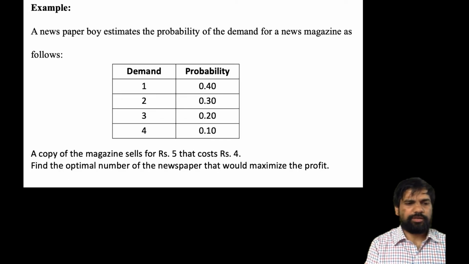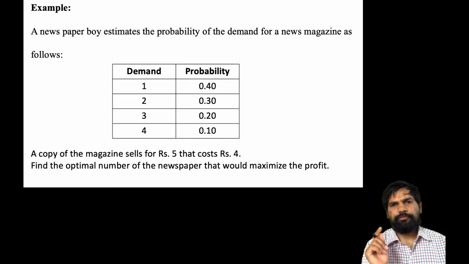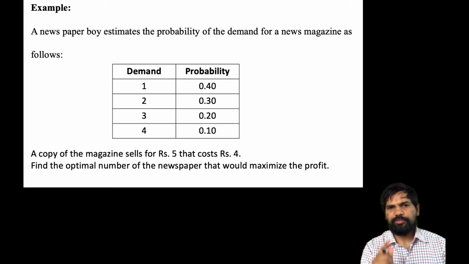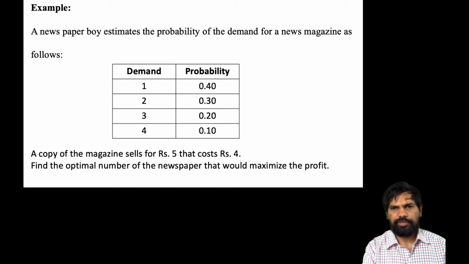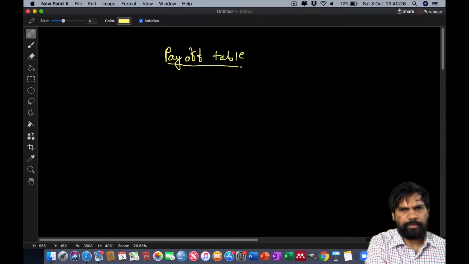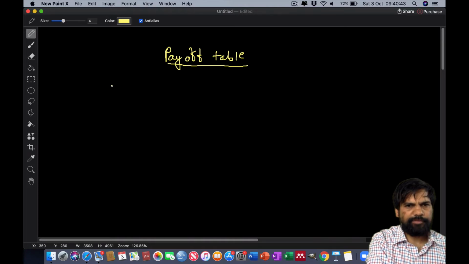Now let's start. Okay, this is a problem. In the first step, we calculate expected monetary value. For this, we need to draw a payoff table. Now let's draw a payoff table for this. Payoff table. In this payoff table, I am designing 6 columns and 7 rows.